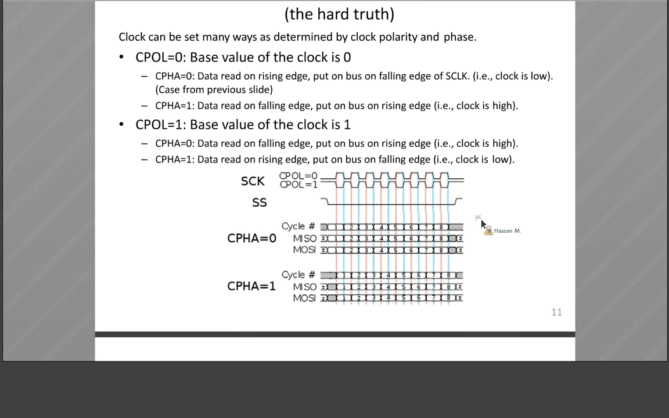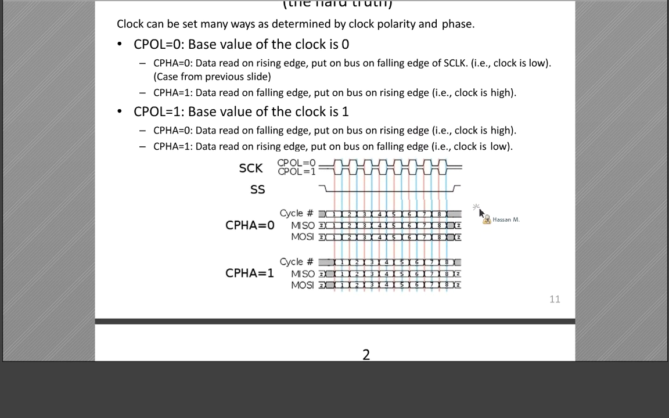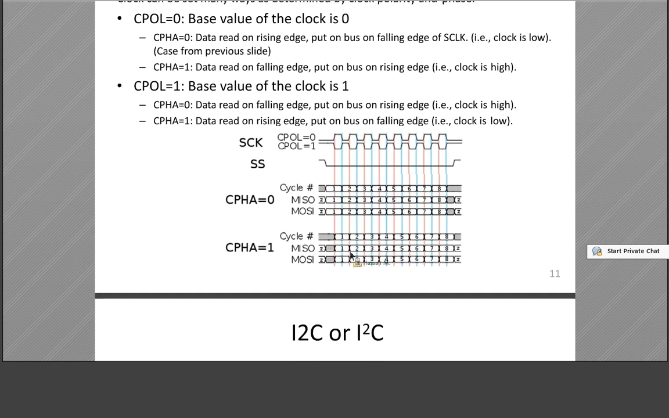Here you see four variants. But what is this for? Because of some variant versions of sensors, for example. But don't worry, we only use the first one. CPOL is 0, CPHA is 0.